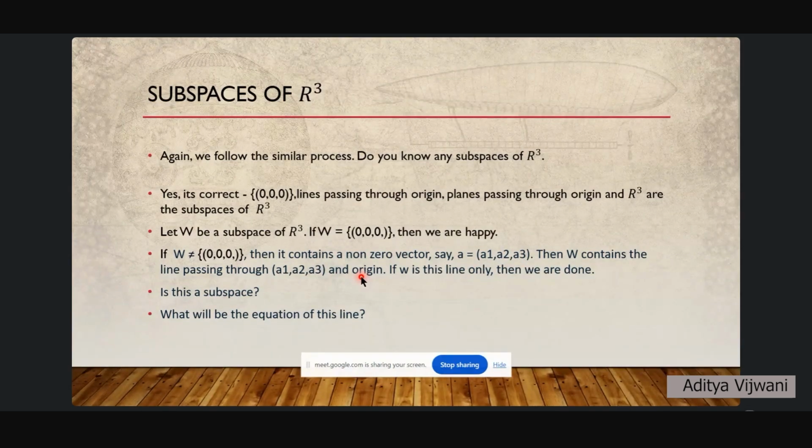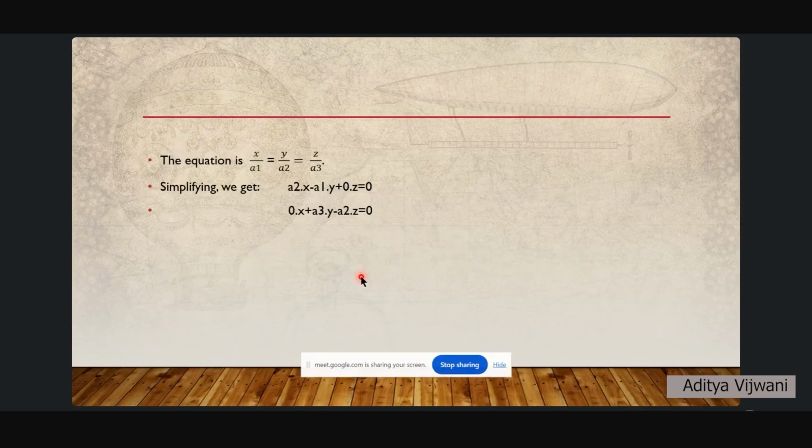So I can write it as x upon A1 equals y upon A2 equals z upon A3. And simplifying, I get these two equations. So do these equations make you familiar with some equation of some form, like representing something geometrically? Can you recall?